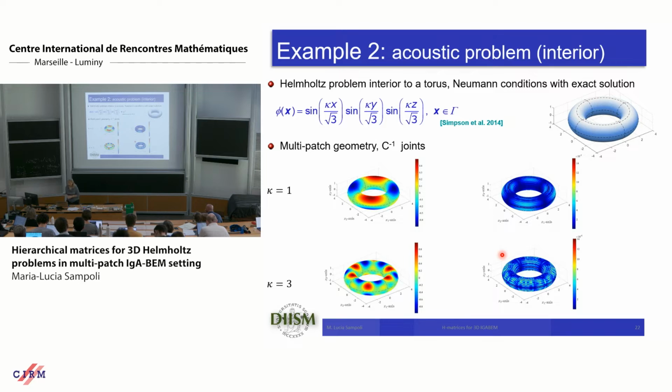So this is an interior problem, an acoustic interior problem on a torus. In this case, the Neumann condition is set such that the solution is this. So again, we have a benchmark. The solution this time is real. And so here we have the approximate solution on the boundary for k equal to 1, and this is for k equal to 3. And here we have the absolute error.